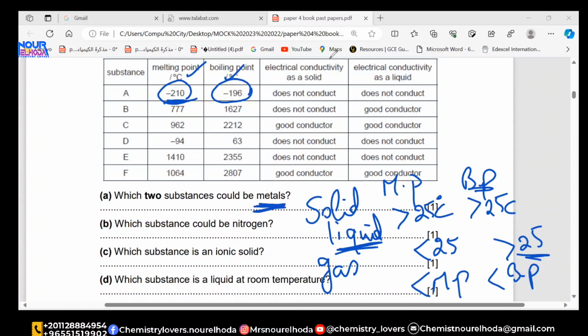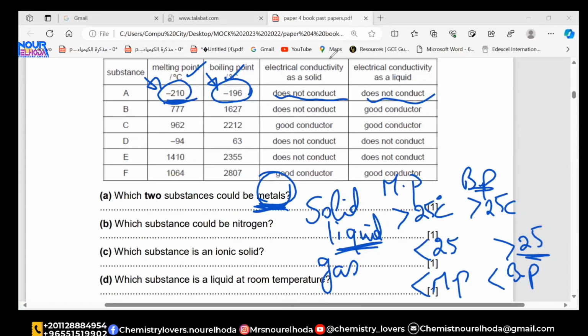Is it logical that a metal is going to be a gas? Here the melting point is less than 25 and the boiling point is less than 25, so for sure this is a gas. Is it logical that there is a metal gas? All metals are solids, it's impossible for them to be gas. To be a metal it must be a solid. The only metal that is a liquid is mercury. So for sure it's not A. Plus it says it doesn't conduct electricity, both solid and molten. So how would you choose it as a metal? If it doesn't conduct in solid or liquid, it's not a metal, because metals conduct in solid and in liquid.